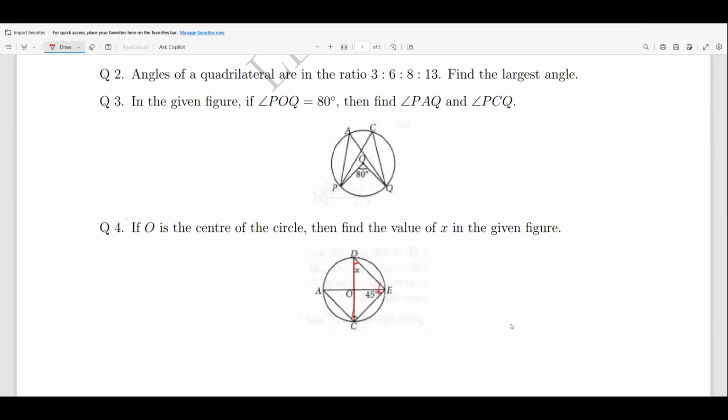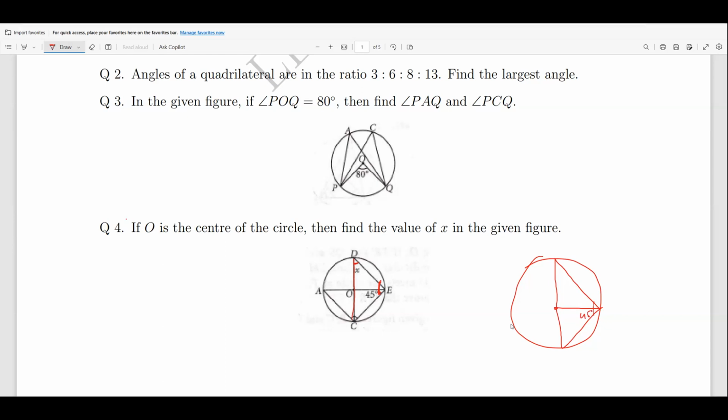So this whole angle will be 90 degrees. Why? Because a diameter always makes 90 degrees with the circumference. So this is the diameter, and it would make 90 degrees with the circumference. Got it? If we have this diameter O, and this is the 90 degrees.